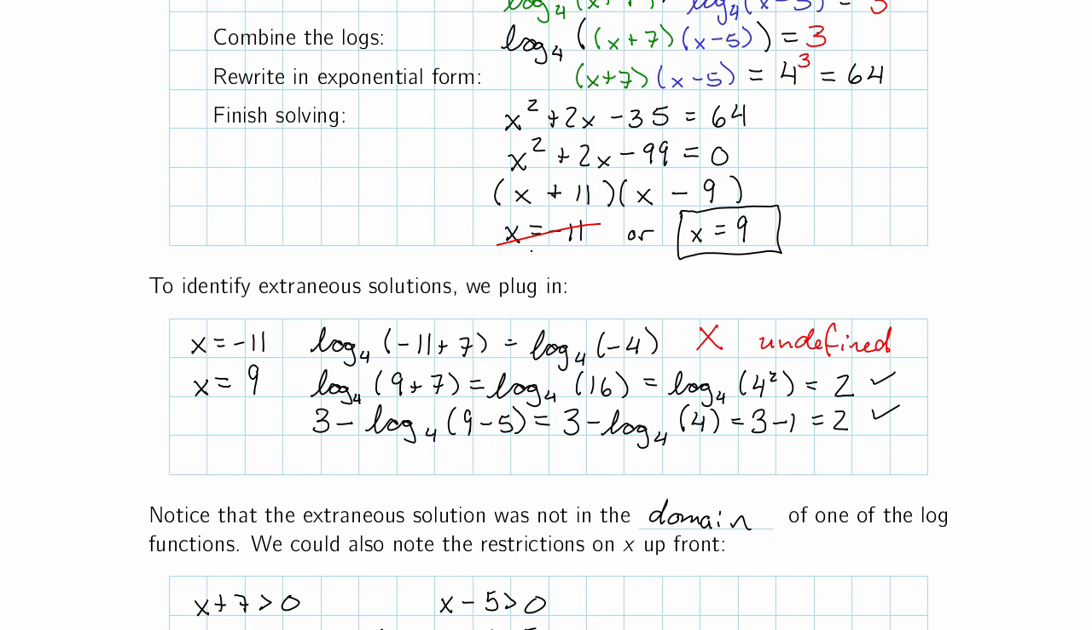we would have known as soon as they turned up that x equals negative 11 is extraneous, but x equals 9 is a true solution. You can discard the extraneous solutions either way, either by noting the domain up front or by checking them at the end. Either one is a correct method here.